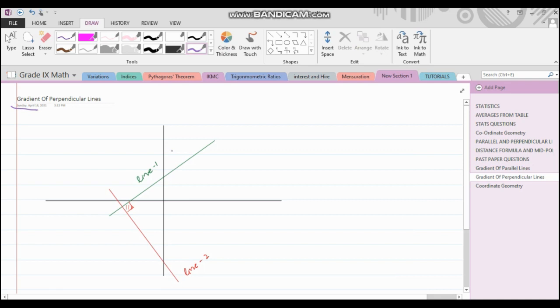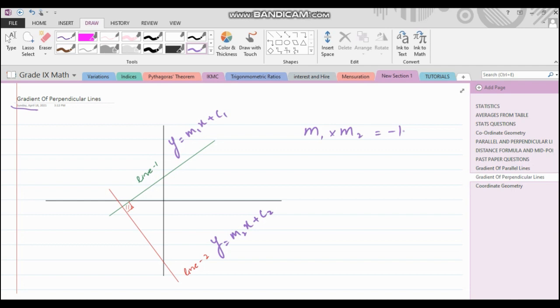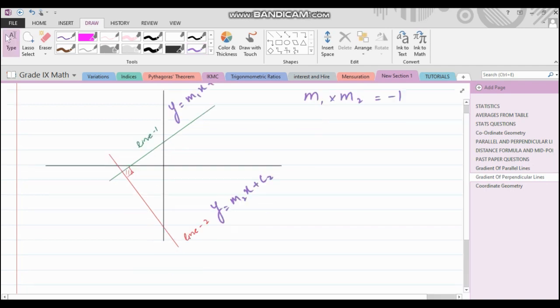Well, line 1 equation would be y is equal to m1x plus c1, and similarly line 2 would bear the equation y = m2x plus c2. Now there is a condition that we use for perpendicular lines, that is m1 multiplied by m2 is equivalent to -1. That means the product of the gradients of perpendicular lines is always equivalent to -1. So now that we have studied this concept, let's see how you can use this to solve questions.